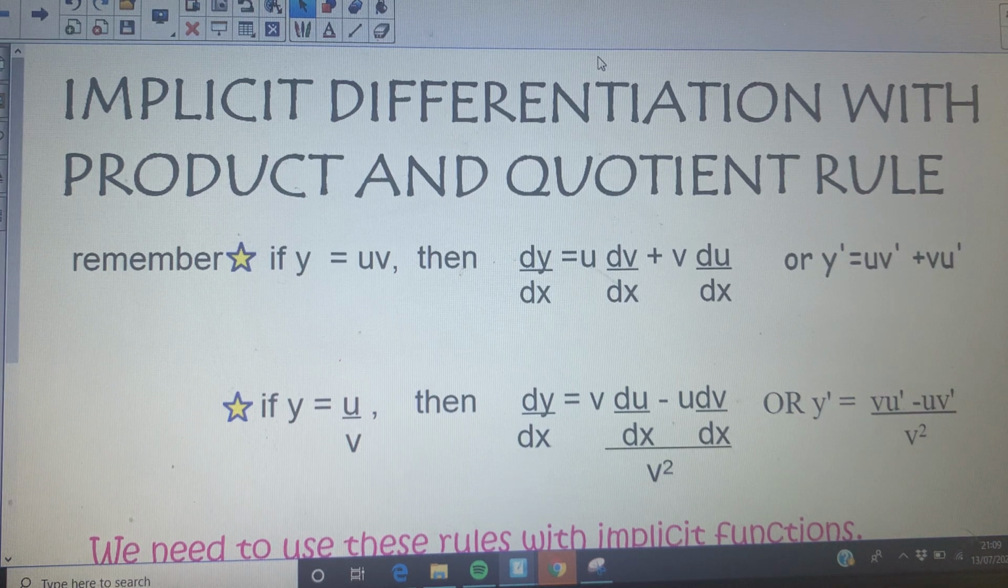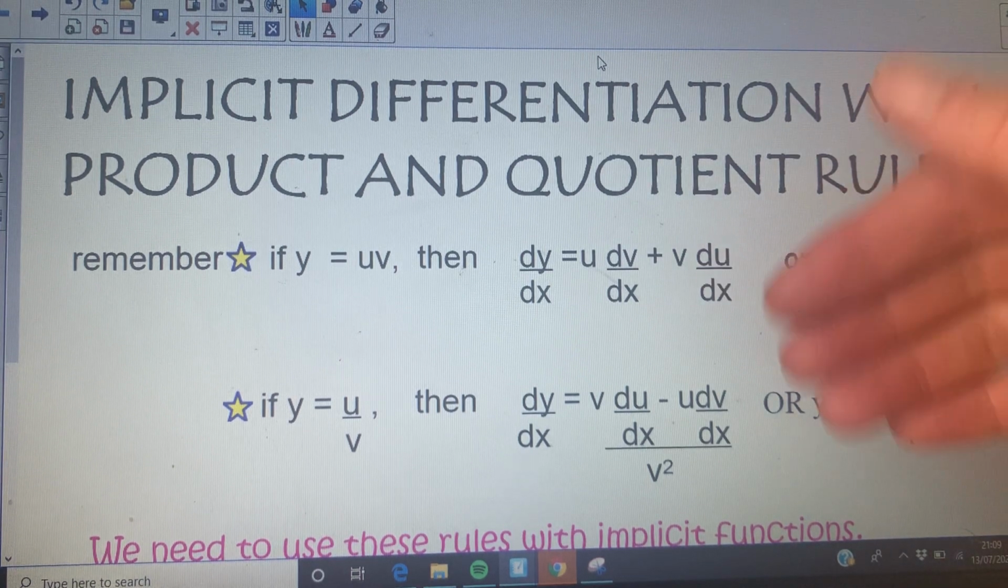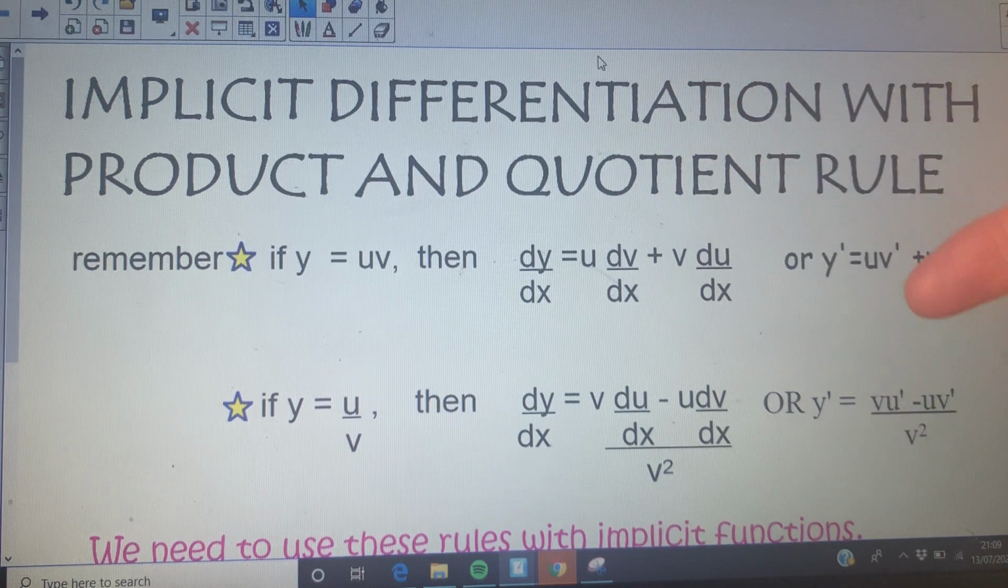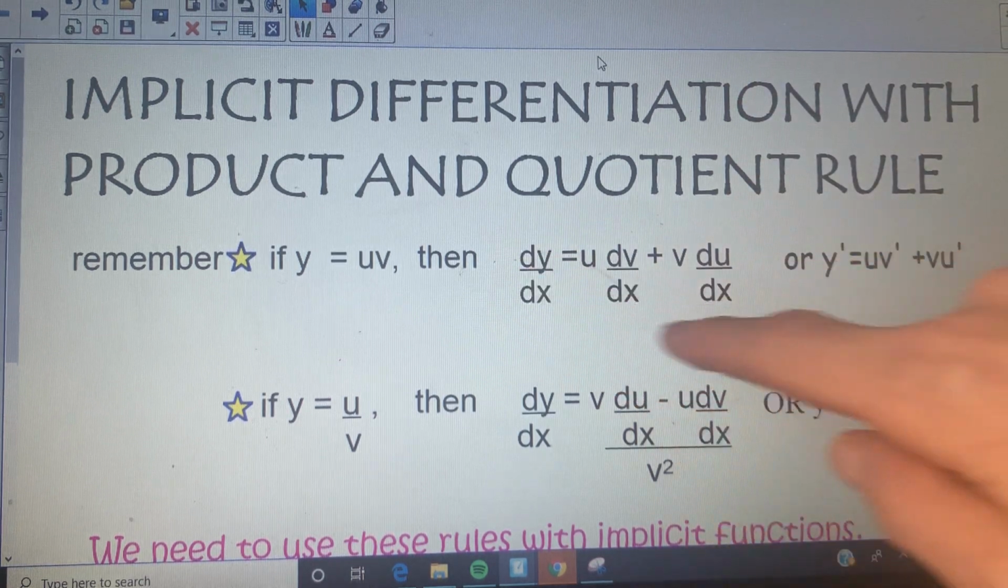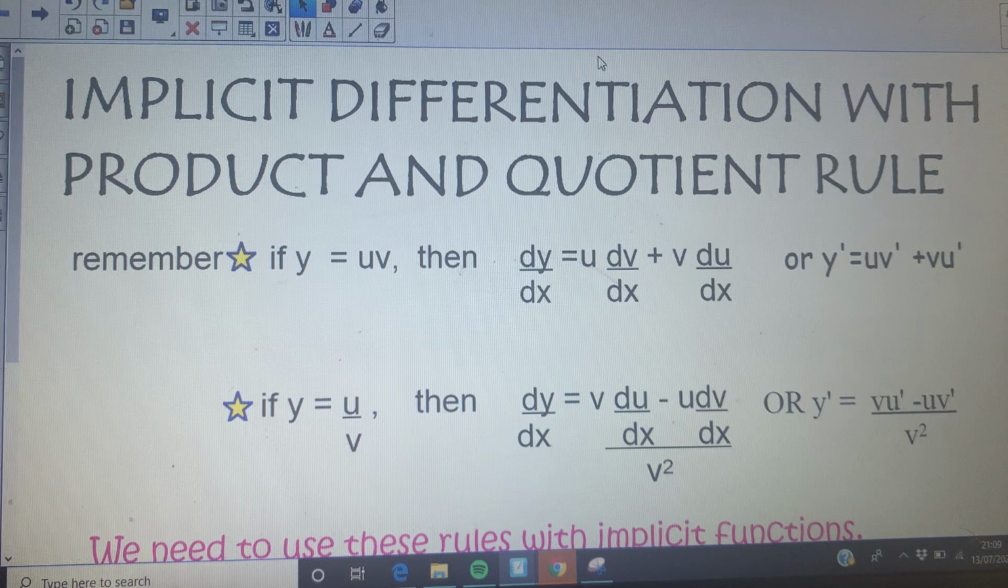When I've marked exam papers, most of the students are quoting these formulas when they use them. They're just less work. However, in implicit differentiation, these are really useful, this notation, the dy dx or the y dash, for when you're differentiating explicit functions. Remember, an explicit function is y equals some sort of function of x.